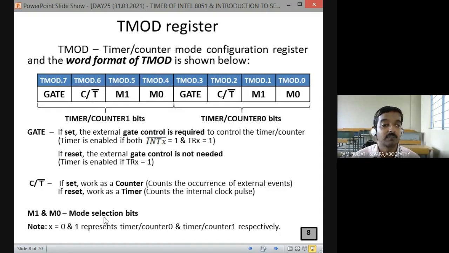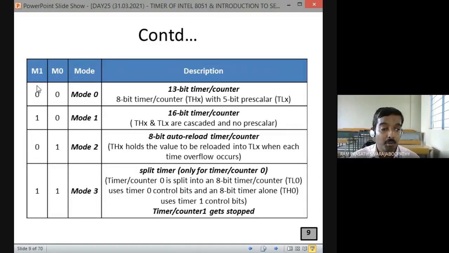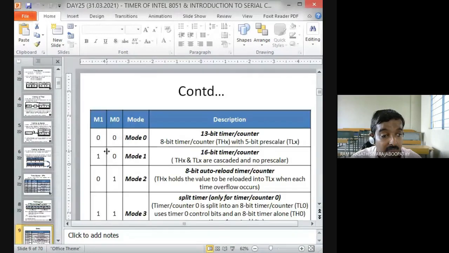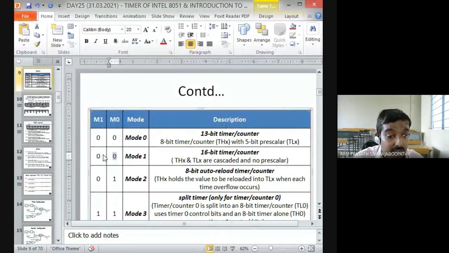If both bits are 0, 0, then it is mode 0 operation. If bit M1 is 1 and M0 is 0, I think there is one mistake here. It should be 0, 1. Correct it. Wait a minute. Slide number 9. So this must be 0 and this must be 1. Sorry.